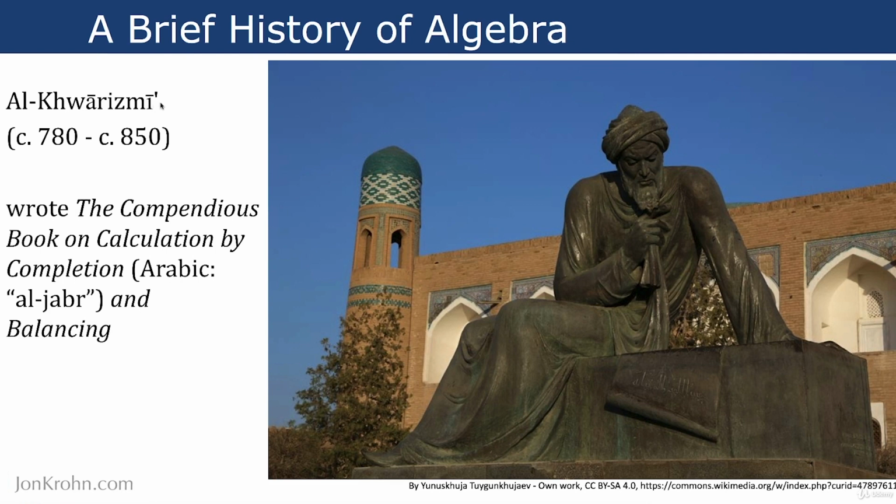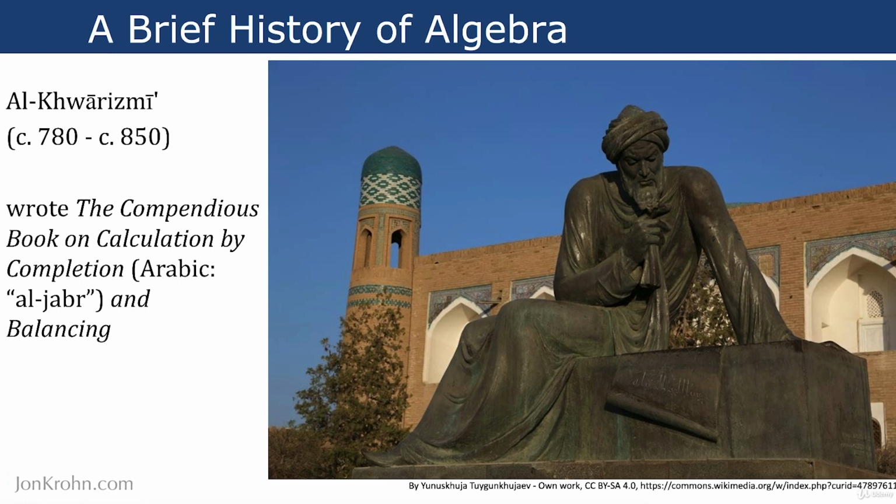So Algorithmi wrote the Compendious Book on Calculation by Completion and Balancing. And in Arabic, this word completion is algebra. So algebra is actually right here in the name of the book. And completion and balancing refers to various ways that we can rearrange algebraic equations, some of which we've already looked at at the beginning of this video.